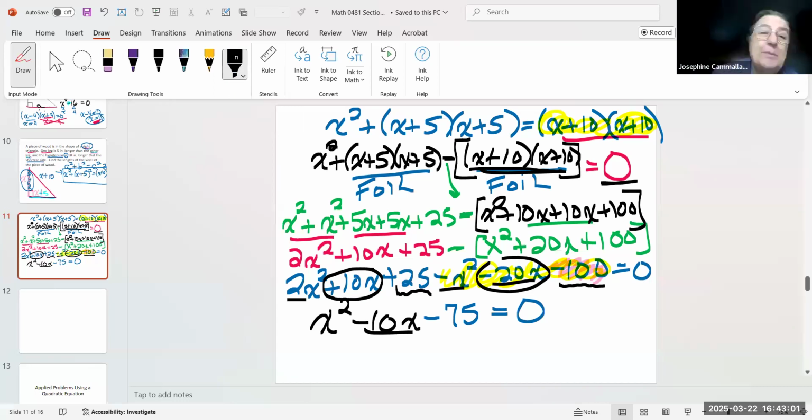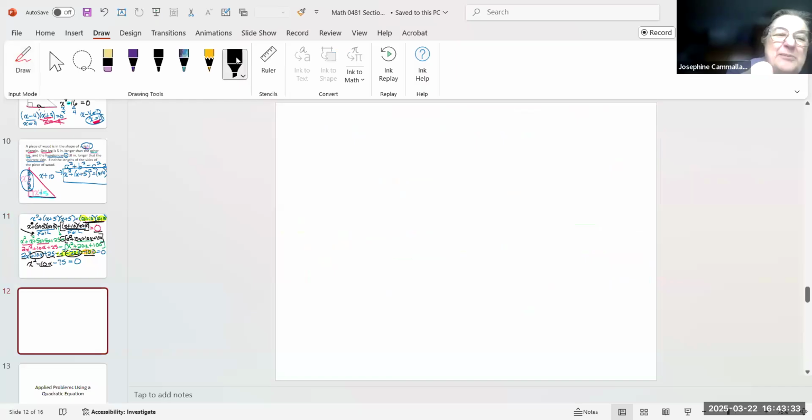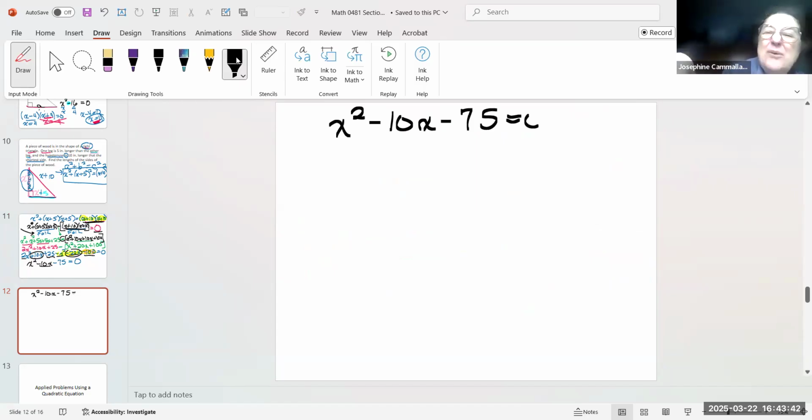Now, this is a lot of work, but notice, to get 0 I had to FOIL twice, and I have to be careful of that negative, because this term, which is 2 parentheses back to back that I'm foiling, has got to come to the other side, and it has got to distribute that negative. Let's go to the next slide. This says x squared minus 10x minus 75 is equal to 0.